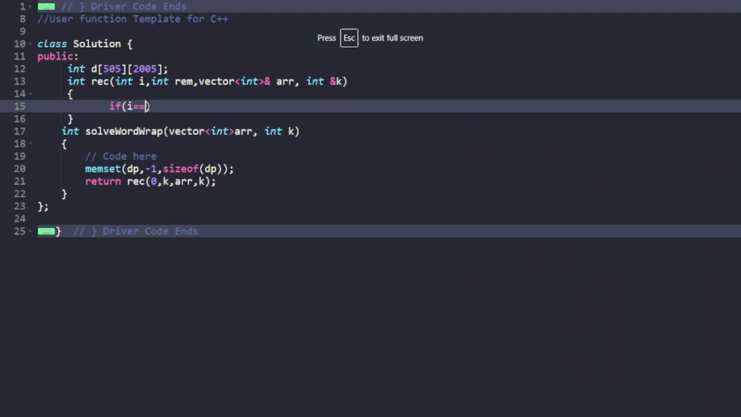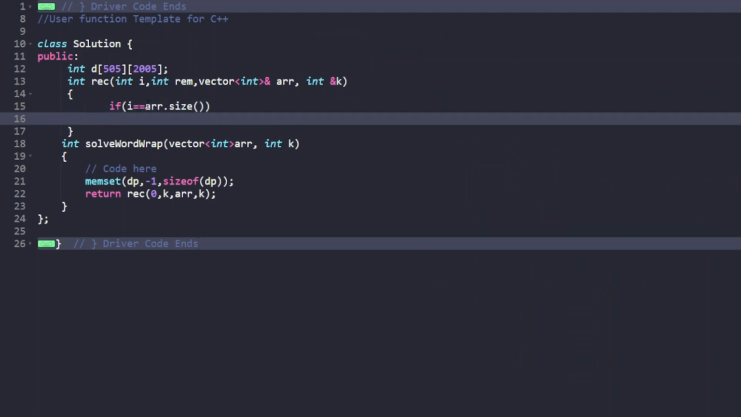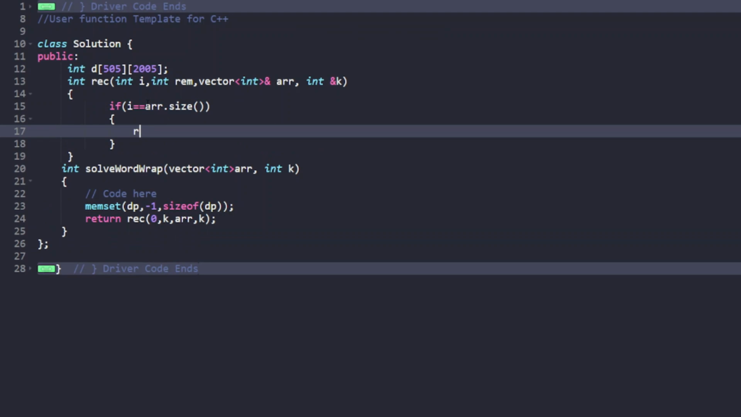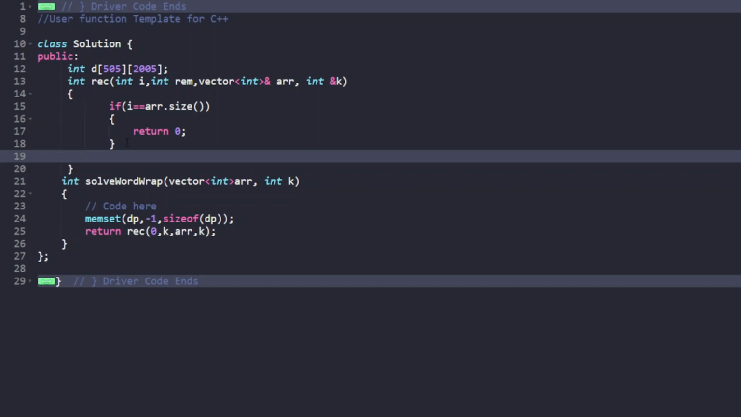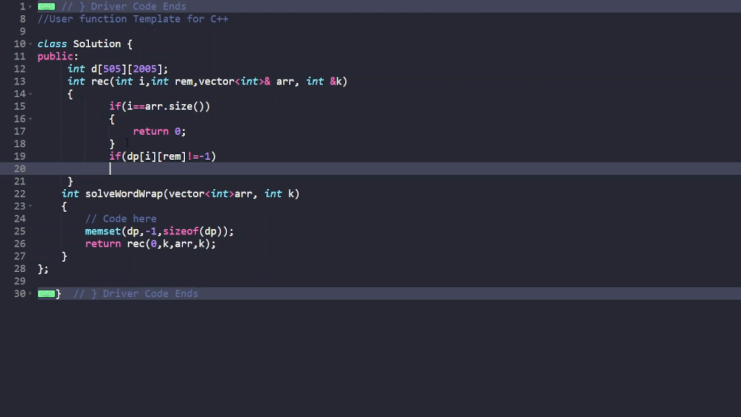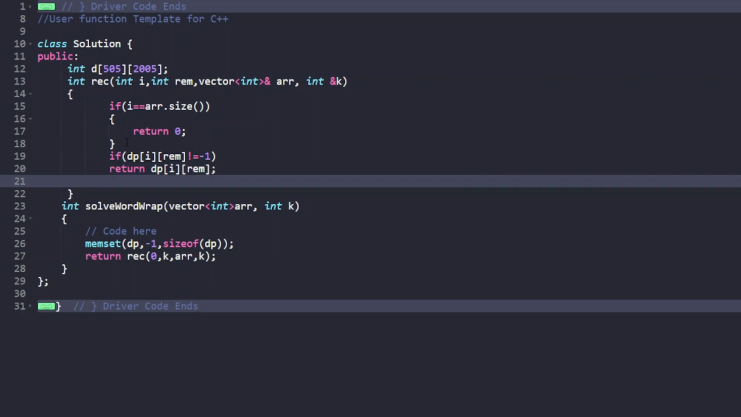So in that case, if I is equal to nothing but array dot size, the cost that I will pay is nothing but 0. So I'll return the cost 0. That is what I'll return for this particular recursive call. Otherwise, I'll check whether or not I have calculated this particular current recursive state. So I'll say that if DP of I and remaining is not equal to -1, that means it's already calculated, in that case I'll simply return DP of I and remaining.